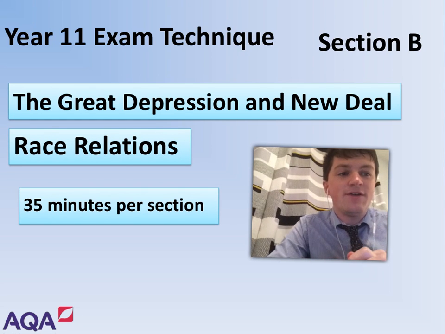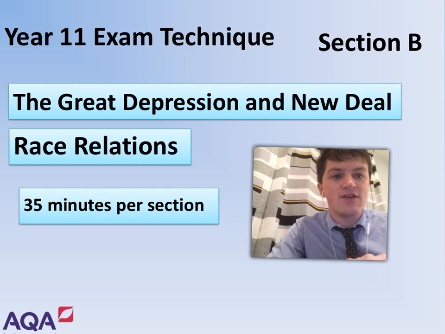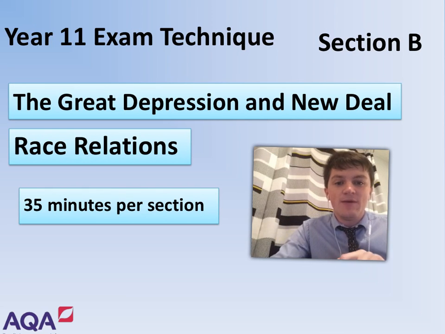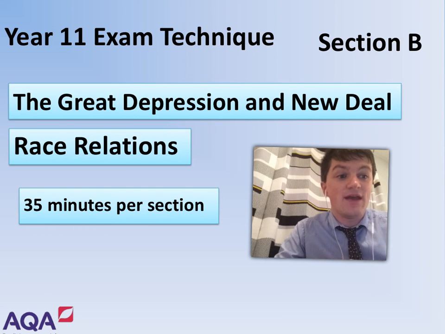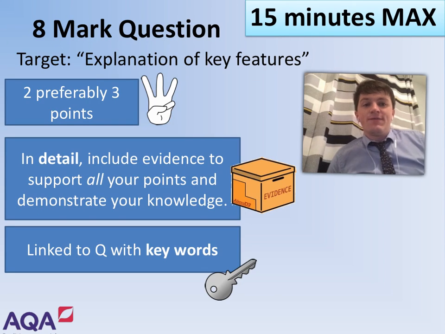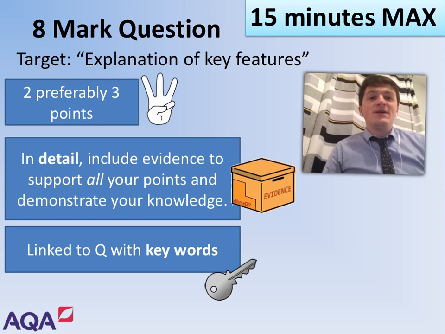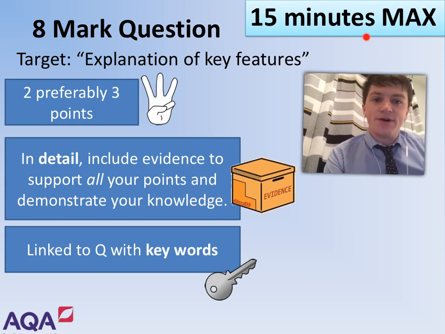Video about the Year 11 Section B exam technique, which is the Great Depression and New Deal topic, as well as the race relations topic. For both topics you'll have about 35 minutes in the exam, and we'll hopefully talk about timings in the video as well. Right, first of all, the 8-mark question, which I'd recommend you spend about 15 minutes max on.